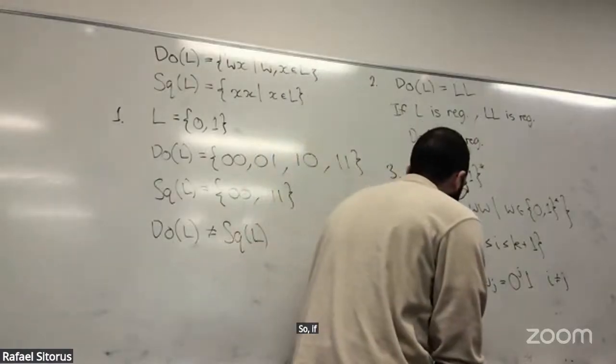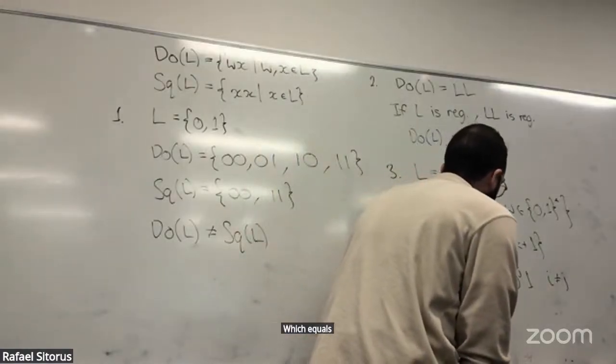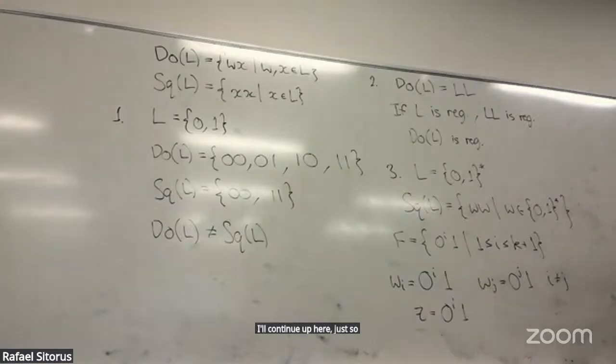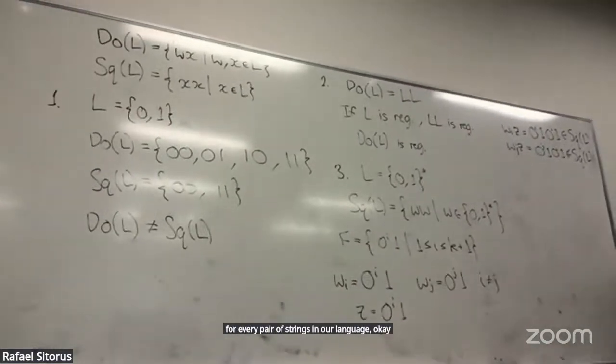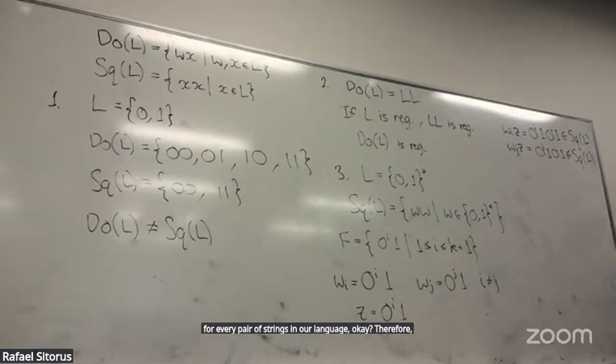So if I take the suffix z, which equals 0 to the i 1, I'll continue up here just so we can all see. What you end up with is w_i z equals 0 to the i 1, 0 to the i 1, which is in square L. w_j z is equal to 0 to the j 1, 0 to the i 1. This is not in SQ of L. We've come up with a distinguishing suffix for every pair of strings in our language. Therefore, square L can't be regular.